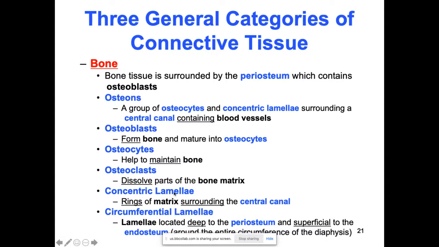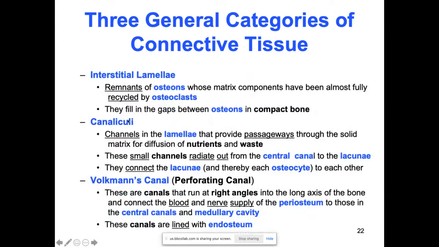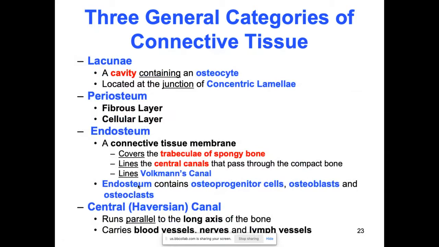Okay, I will show you where these concentric lamellae and circumferential lamellae are. These are just rings. They look like if you were to chop a tree down and you look down on an oak tree and how it has many, many rings. That's what the concentric lamellae are. I'll show you the canal. I'll show you what interstitial lamellae are and canaliculi are and Volkmann's canal. I'd rather show them to you in a picture. I mentioned the lacunae before. That's the cavity that contains the osteocyte.